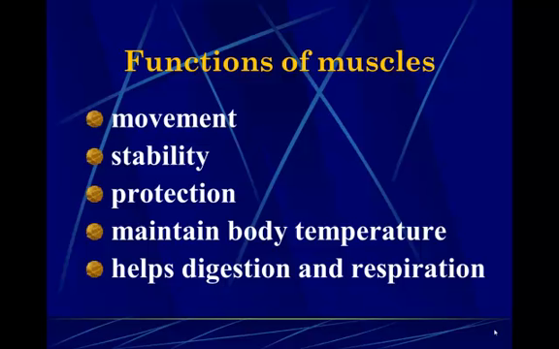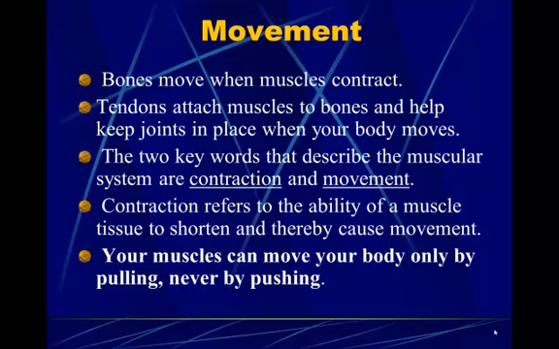The functions of the muscular system are movement, stability, protection, maintaining body temperature, and helping digestion and respiration. The usual one that most people think of is movement, and we talked a little bit about this when we studied the skeletal system, because the bones move when our muscles contract. It is the muscles attached by tendons that move the levers of the bones. So tendons attach muscles to bone and help keep the joints in place when your body moves.